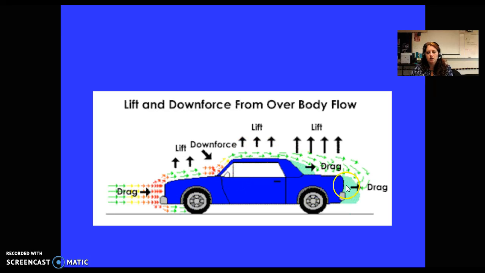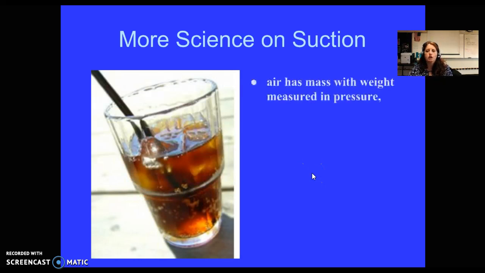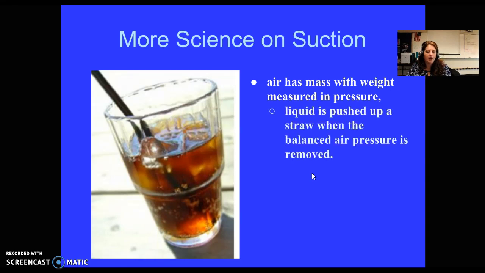And then back here is that rear suction that occurs because the air particles are coming off the roof of the car, coming and circling and making this vacuum here and here. So you can think of this like when you are drinking something out of a straw. The liquid gets pushed up when the air pressure balance changes. So when you're sucking through a straw, you're removing the air that's at the top of the straw, and then you've removed that air pressure, and it goes up.